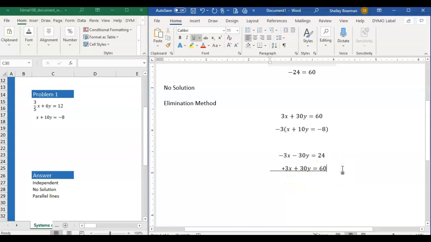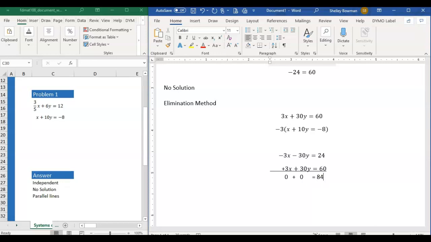Our goal was to get rid of a variable. So those give me 0. And we don't need the underline anymore. Get rid of that. Okay, in this case though, the negative 30 and positive 30 actually cancel out as well. So I end up with 0 plus 0 equals 60 plus 24 gives me 84.